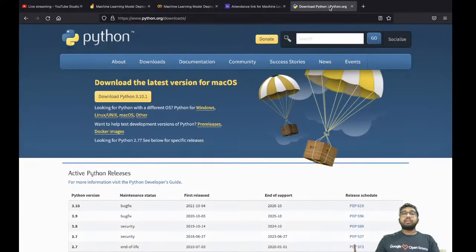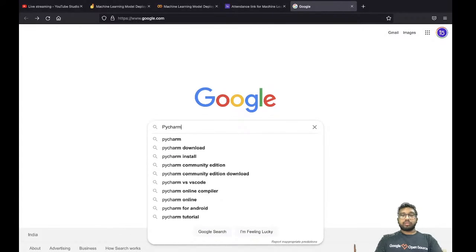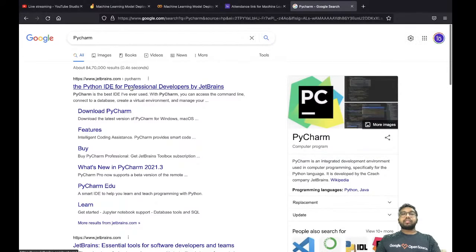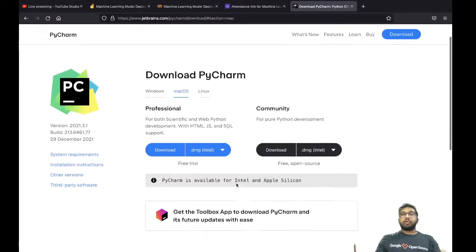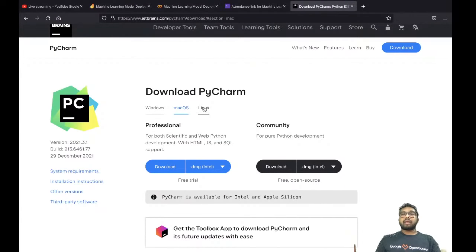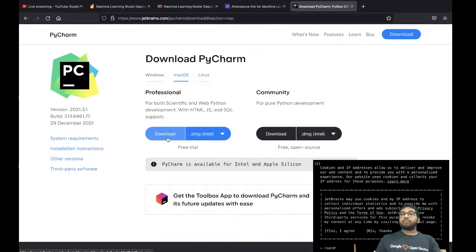If you want to go with PyCharm, just search for PyCharm on Google. You will get this PyCharm. Click on this, and click on the download section, and it will ask whether you are working on Mac, Windows or Linux. Since I'm working on Mac, I can download the Mac version. You have to go with the community version because the community version is free of cost. The professional version will ask you to pay a certain amount because it has more advanced features.